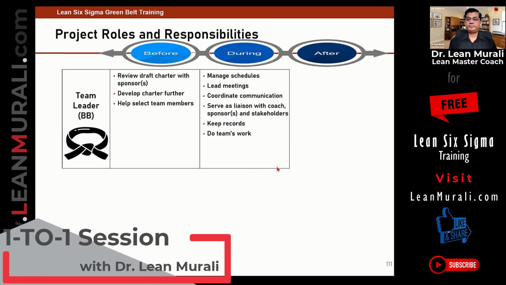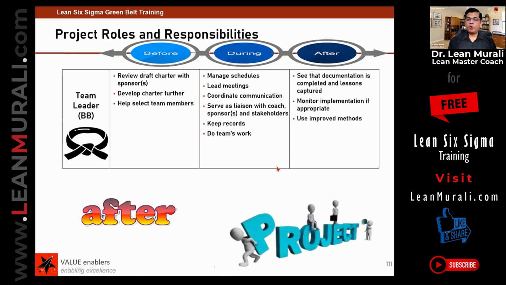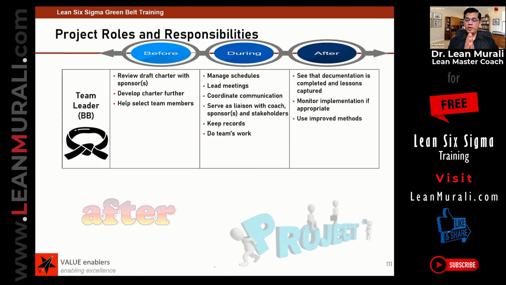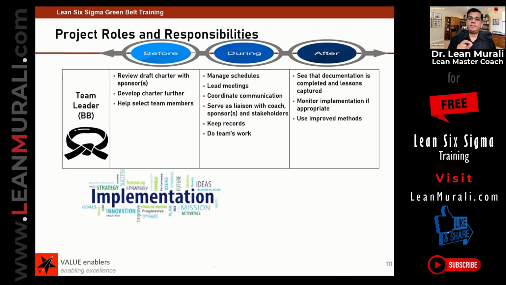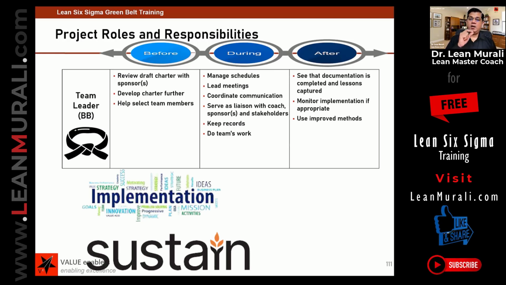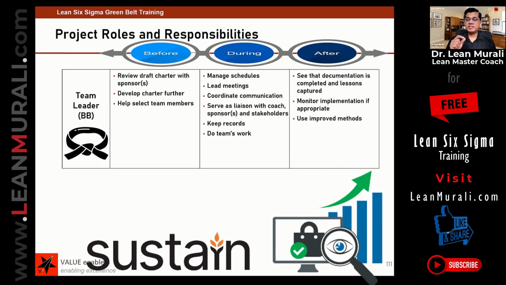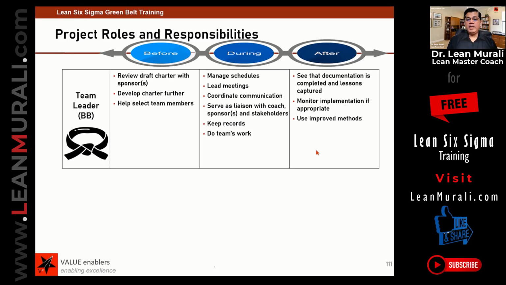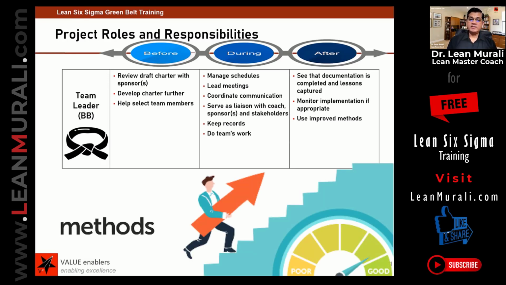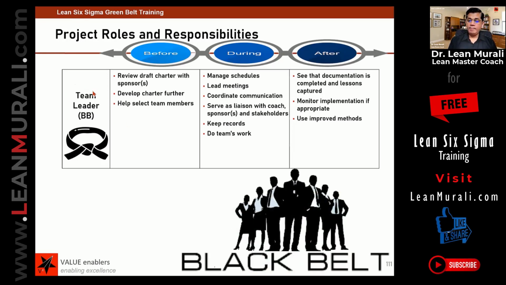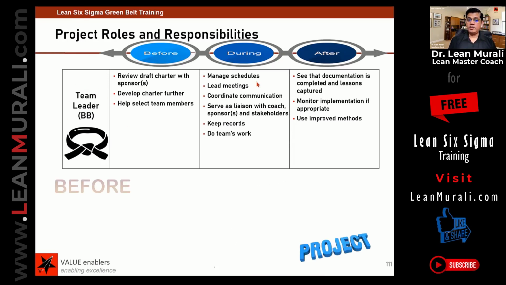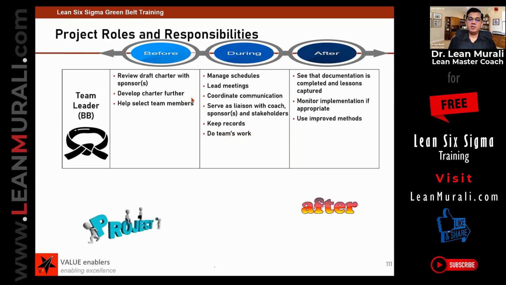Okay, so after the project, suppose the project is completed, we need to ensure that the documentation of the project is complete. Whatever implementation is done, it has to sustain. And he can ensure that it is sustaining, or check whether it is sustaining or not, by monitoring. He can choose to use improved methods to make sure that the control methods are better so that it doesn't slip back. Okay. So the team leader, black belt's roles and responsibilities before the project, during the project, and after the project, are very clear.